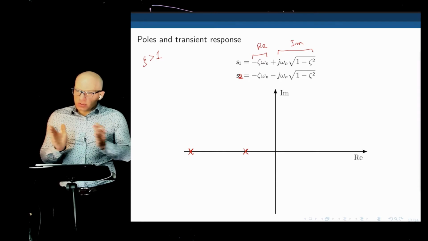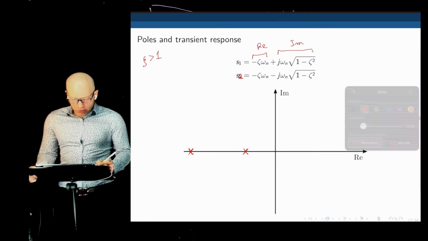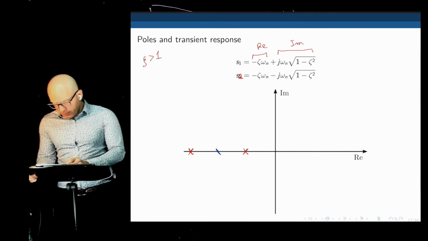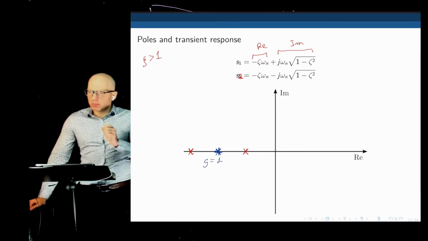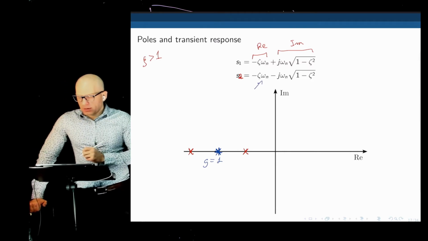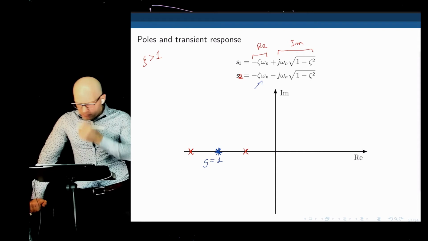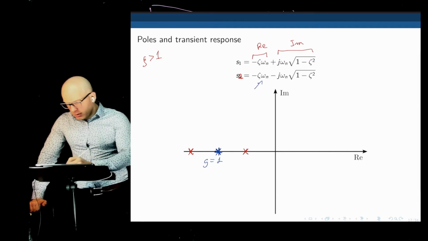If we keep decreasing k, these poles will come together, and at one point they will meet. So the two poles are together, and this occurs when zeta is precisely 1. We have two poles that are identical. They are simply minus zeta omega n. Now the other part you see becomes 0 when zeta equals 1. And at this point, the system is said to be critically damped.